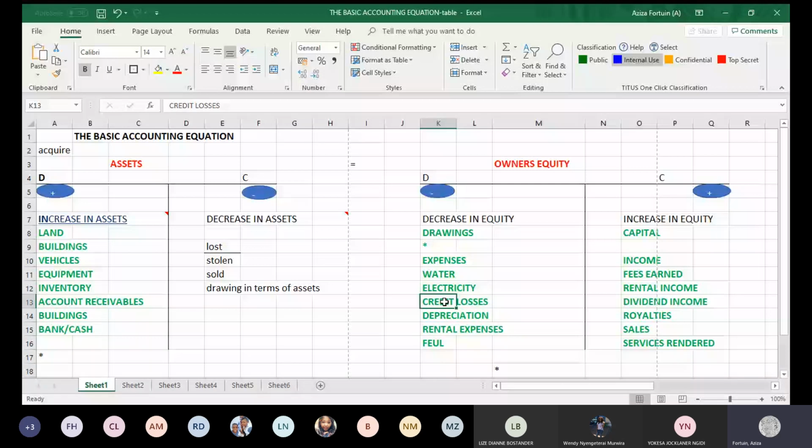If I pay rent, fuel, salaries, wages, anything that you can think of is an expense. Purchases, let's put in your purchases as well, because that's quite applicable to you. Everything that increases my wealth is going to be a credit. So I'm going to credit income, fees earned, rental, anything that makes me rich.